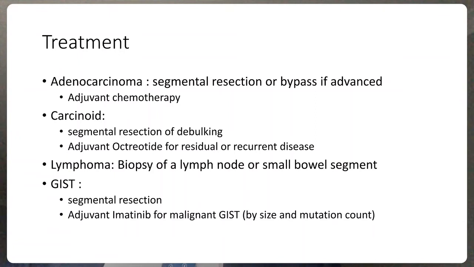Gastrointestinal stromal tumor is the other possibility, and these are usually treated by segmental resection. We don't worry about dissecting lymph nodes because the risk of lymph node metastases with gastrointestinal stromal tumor is very small, probably less than 10%. So we rely on just resecting the tumor.